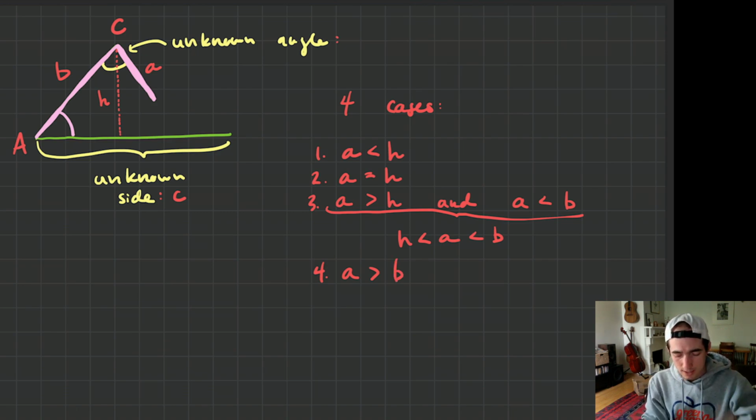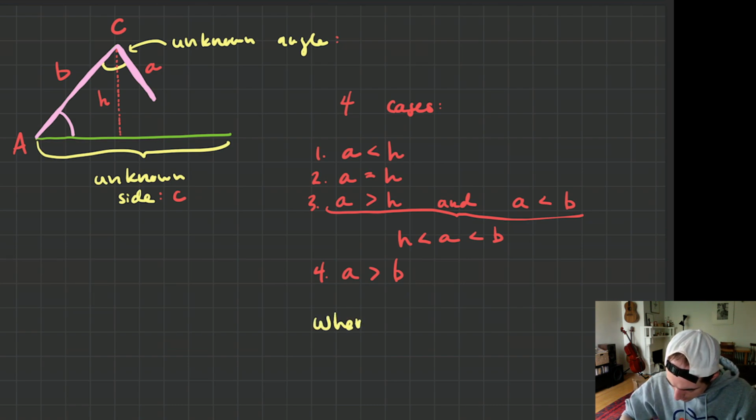So just keep in mind that H is a value that we can always calculate. Even with all of the unknowns about this, H is a value that you can always calculate. So just to be clear, h is equal to b times sine of a.